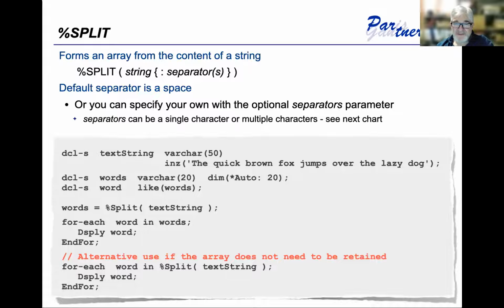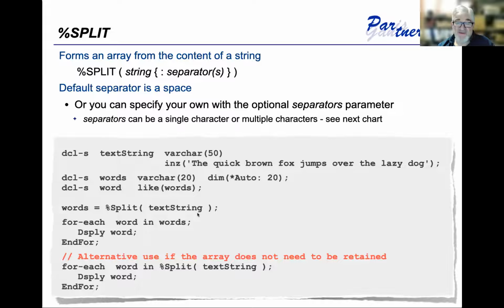Split. Split basically chops things up. So if I have a text string like this, the quick brown fox, blah, blah, blah, and I've got a set of words, an array that I've said is auto, but to a maximum of 20. And I've got an individual word definition, which looks like an array element. So I can say words equals split text string.